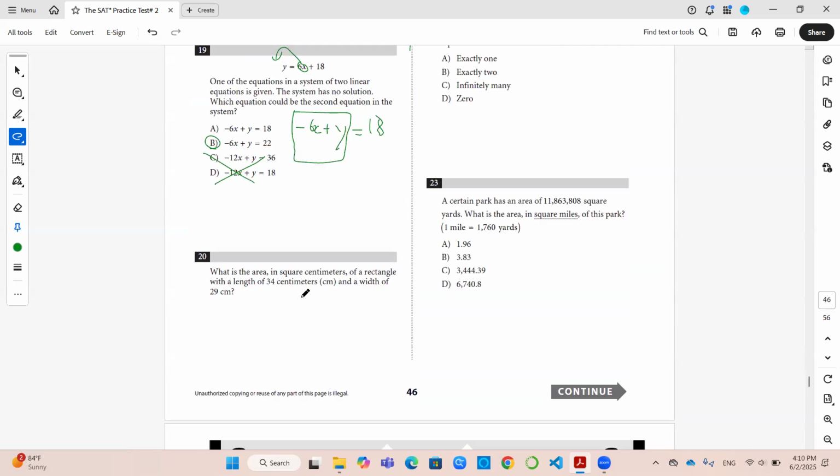Okay. What is the area in square centimeters of a rectangle with a length of 34 centimeters and width of 29? So area of a rectangle is length times width. So what's 34 times 29? That's equal to 986.